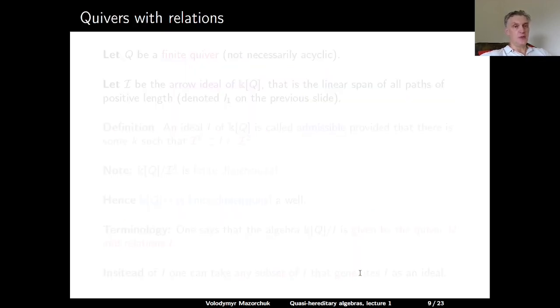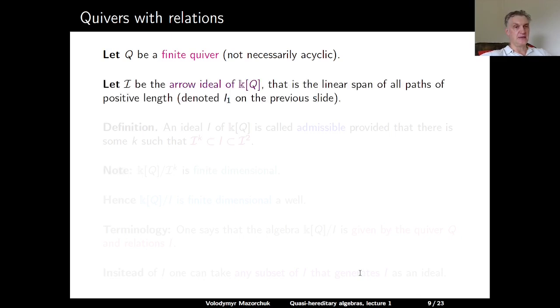Now we can talk about quivers with relations. Let Q be a finite quiver, not necessarily acyclic. Let curly I be the arrow ideal of KQ, that is the linear span of all paths of positive lengths. This is denoted I1 on the previous slide.